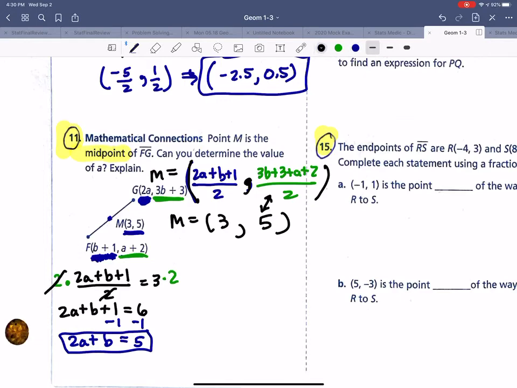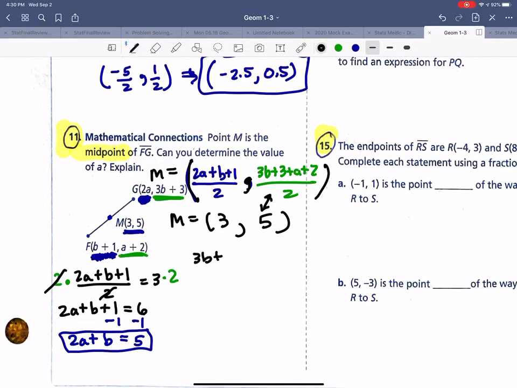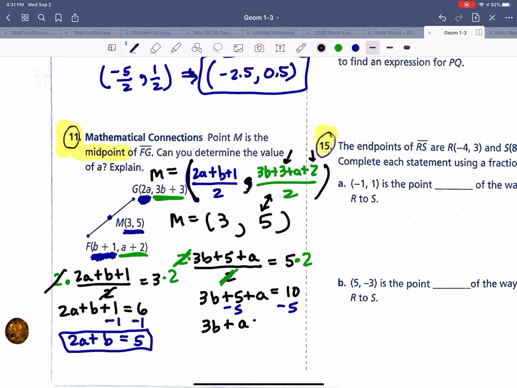Now let's repeat with the other y coordinate. So 3b, and I've got 3 plus another 2. So we'll combine that to make 5. And I still have an a here. So if I divide by 2, I know that stuff is supposed to combine to make 5. So using a similar strategy, I want to get rid of this 2. So I'm going to multiply both sides by 2. And we have 3b plus 5 plus a is 10. Okay. So if I subtract 5 on both sides, I can get this just a little bit cleaner. 3b plus a is 5.